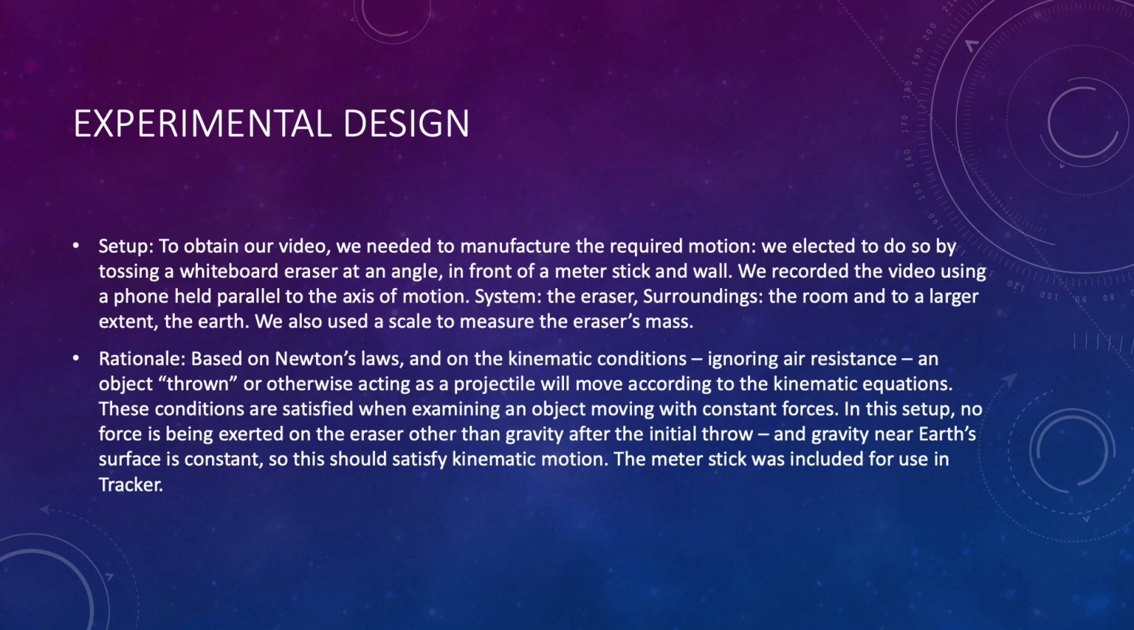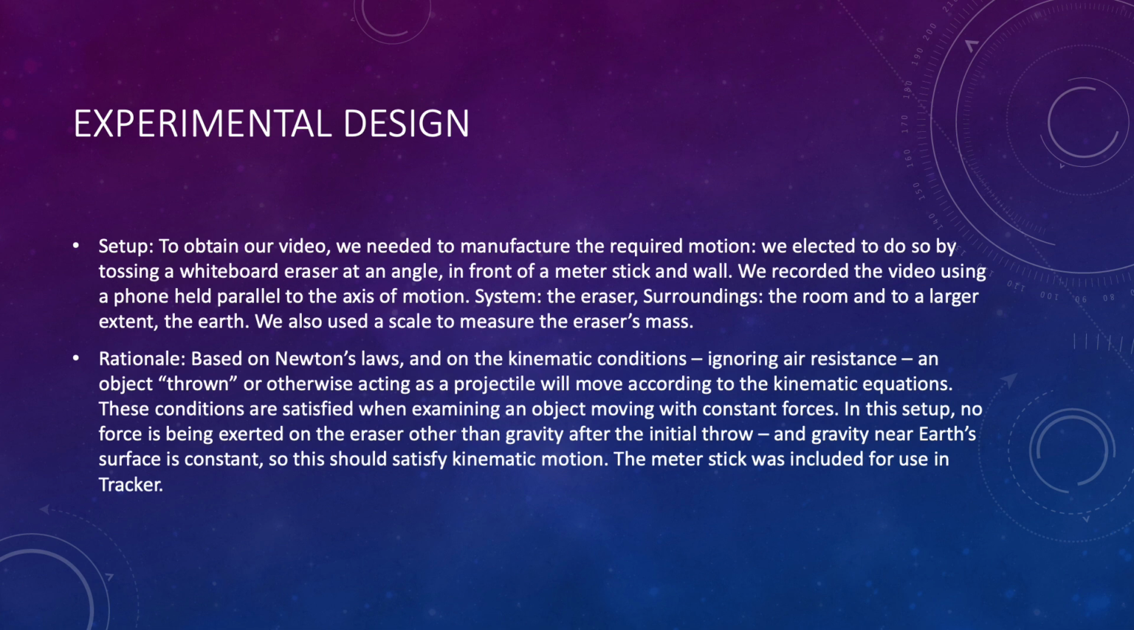Let's jump into experimental design, where we see that to obtain our video, we manufactured the required motion by tossing a whiteboard eraser at an angle in front of the wall and a meter stick, and we recorded this using a phone. Our system here is the eraser, and our surroundings were the room and the earth. We also used a scale to measure that mass.